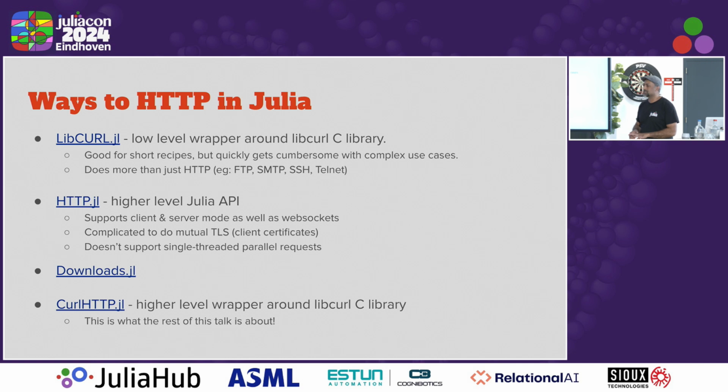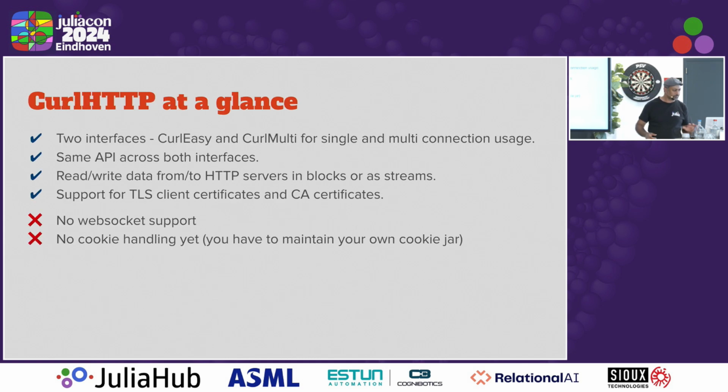And also, it doesn't support parallel requests on a single thread. If you wanted to do parallel requests in HTTP.jl, you have to spawn multiple Julia threads and download from each of them. Then there's, of course, Downloads.jl, which is very high level. You give it a URL, it downloads it. That's pretty much all it does. A few configurations you can pass in, but that's what it does. And so that leaves us to CurlHTTP, which we wrote because none of these three ways solved our use case. I'm going to talk about that in the rest of this talk.